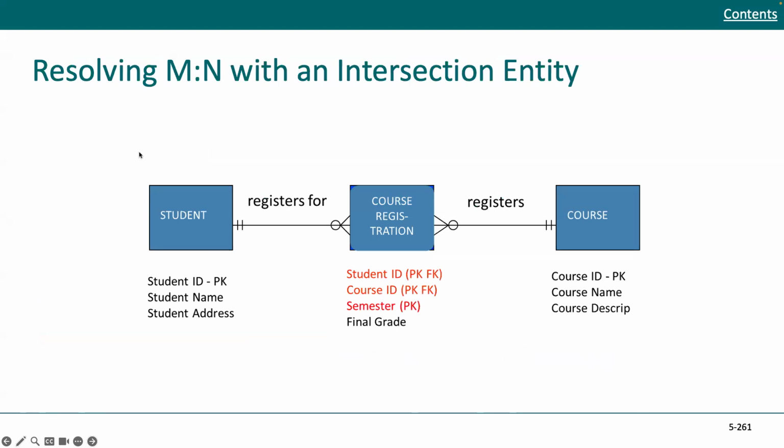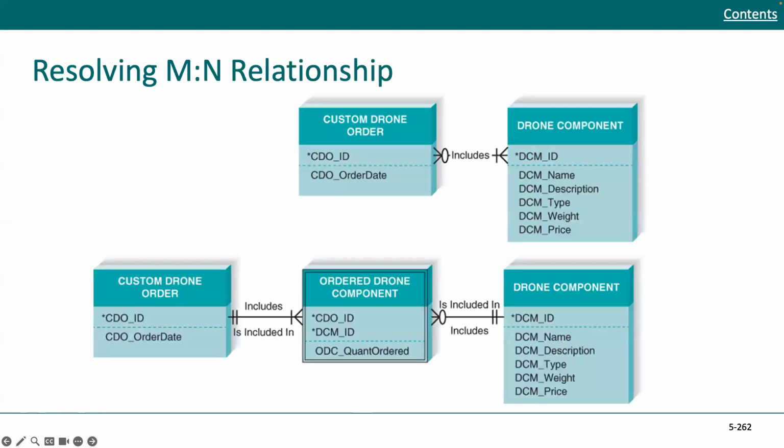So here we are looking at how to resolve M to N with an intersection entity. And so here we have a student, it registers for a course, but we can have something in the middle here, a course registration, and so we can have that as another element that we can consider as we think about how we're going to lay things out.